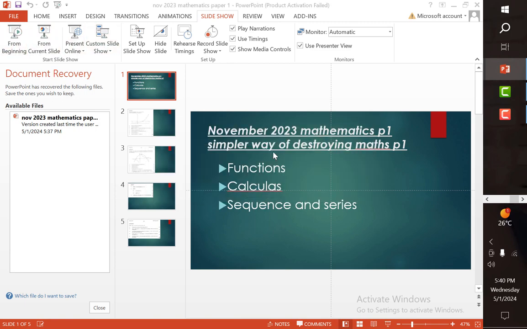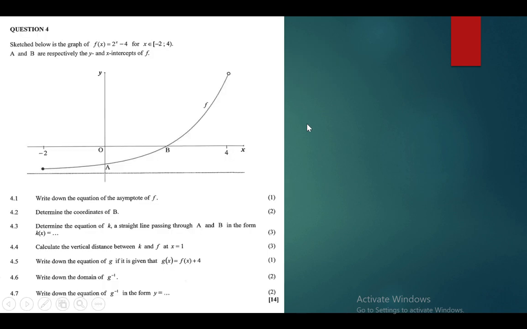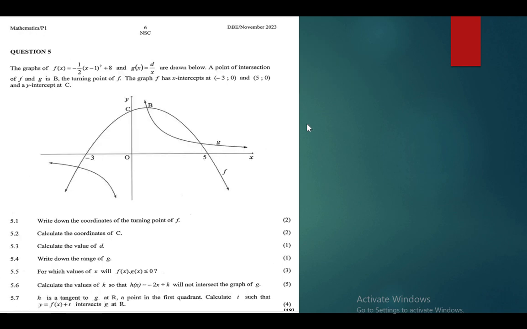functions, calculus, and sequence and series. So I'm going to start with question 4.